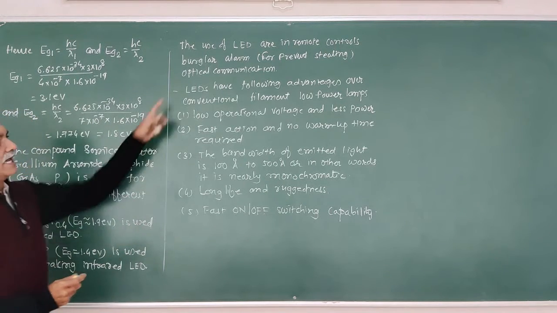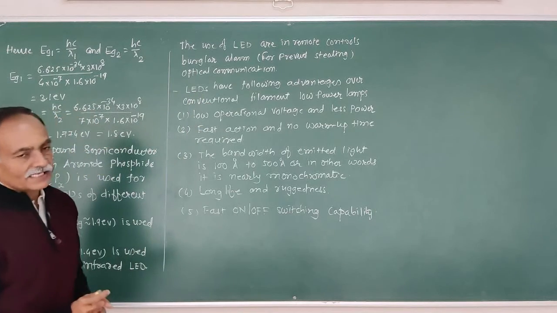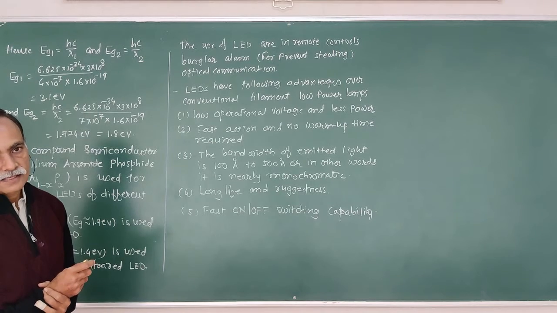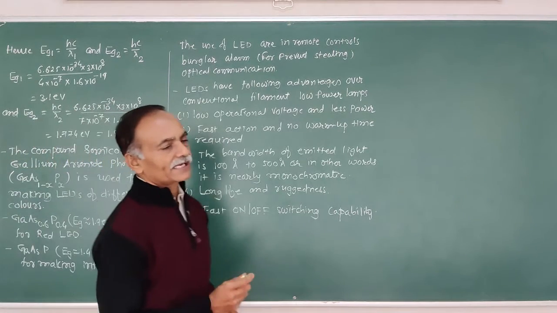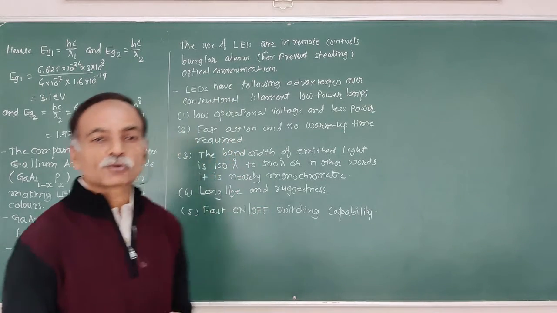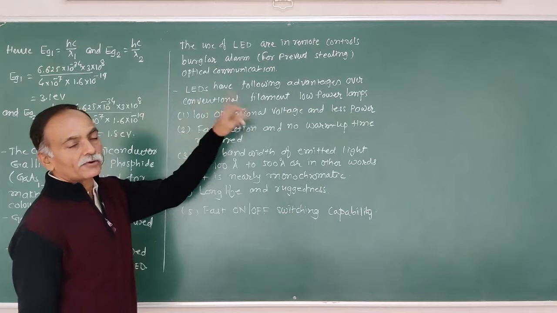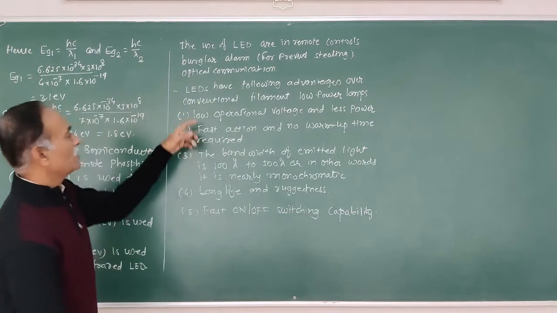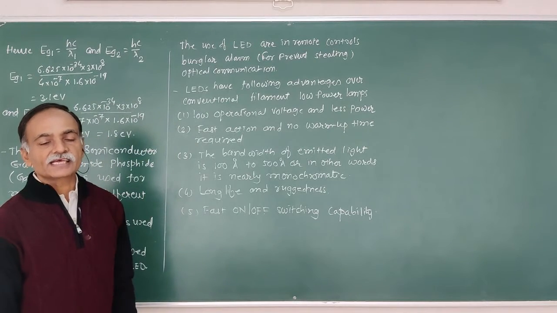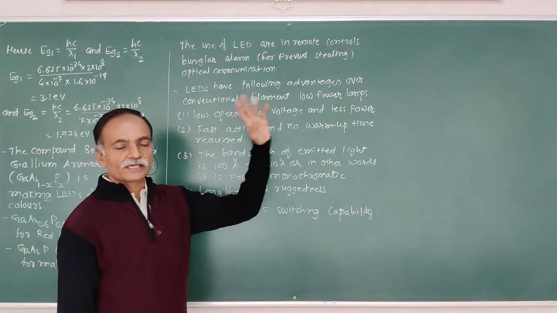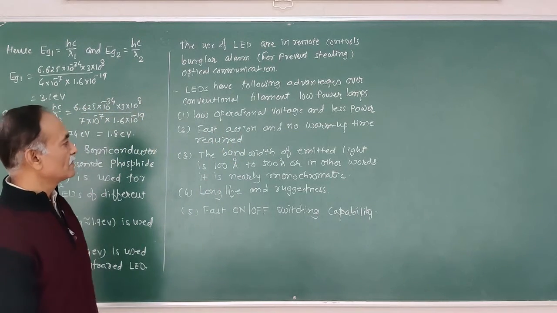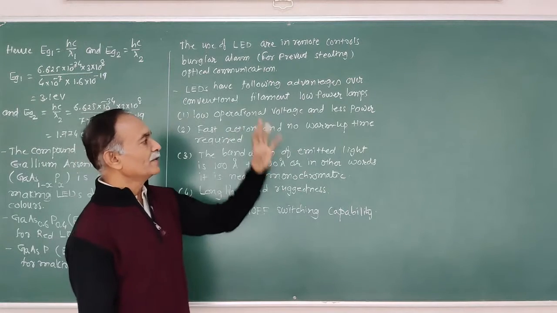The LEDs have the following advantages over the conventional filament low power lamps. In the past, we used the electric bulb having a filament, that means the yellow bulb. So what are the advantages of the light emitting diode over this type of filament bulb? First is the low operational voltage and less power. LED requires less operating voltage, and the power consumed is also less compared to the filament bulb.